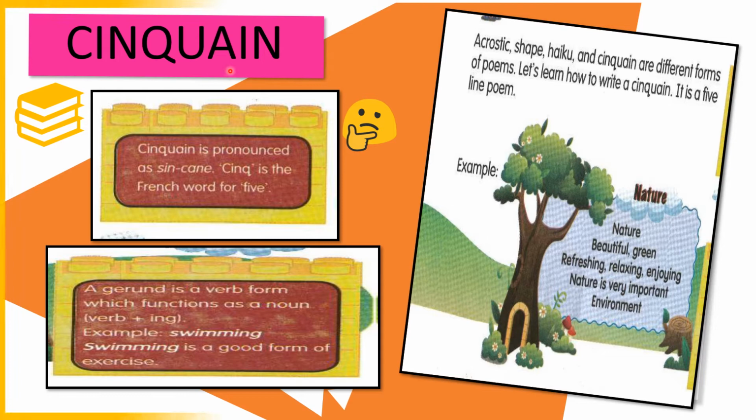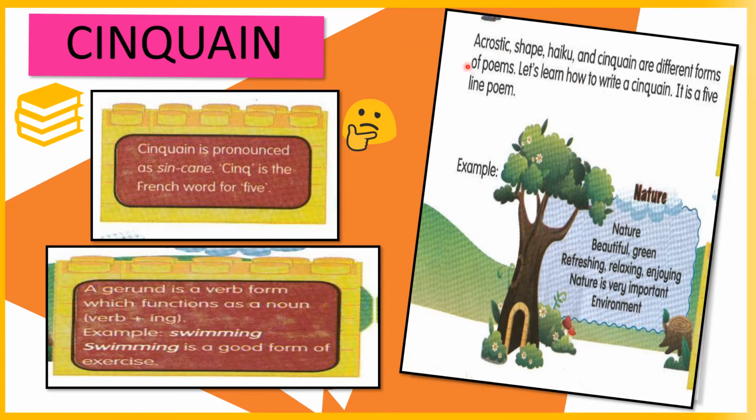CINQUAIN. Before that, let's look at this. You may refer to your textbook. Acrostic, shape, haiku and CINQUAIN are different forms of poems. So there are many types of poems. Today we are going to focus on CINQUAIN. So let's learn how to write a CINQUAIN. It is a 5-line poem.